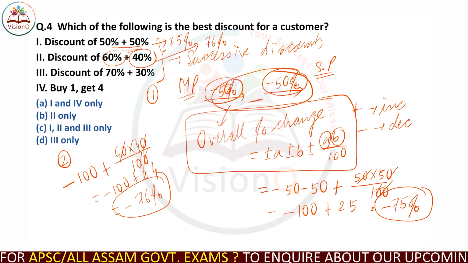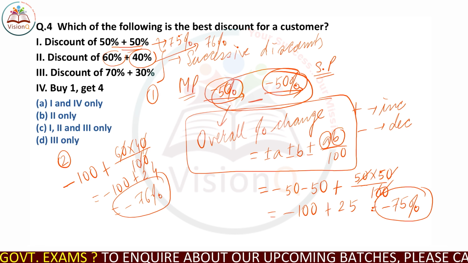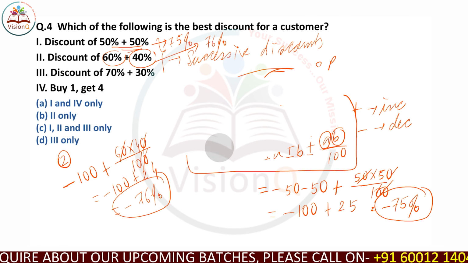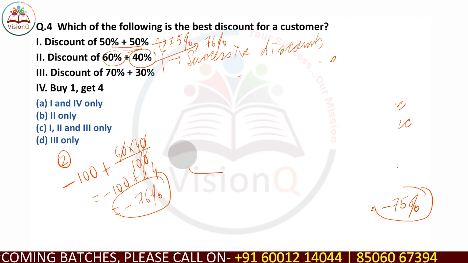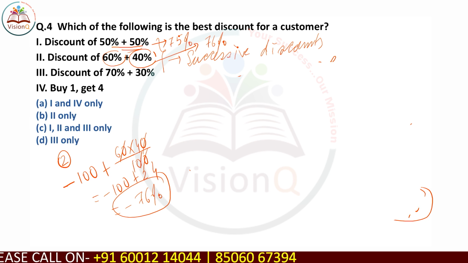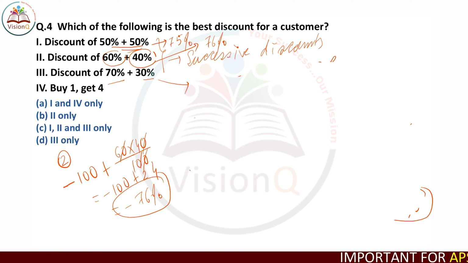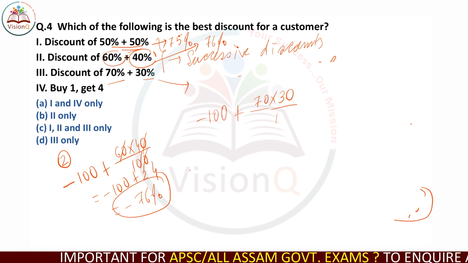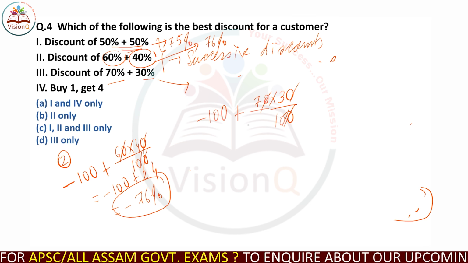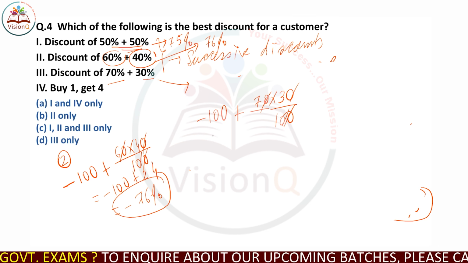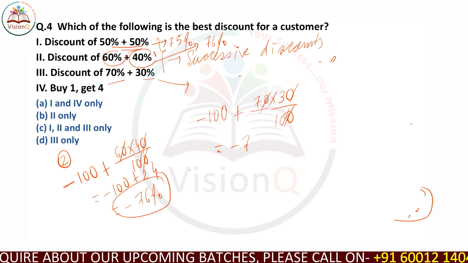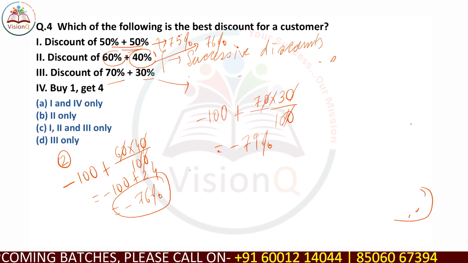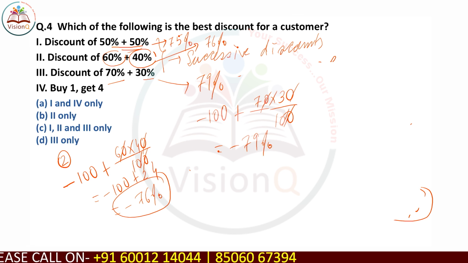Next comes the third condition, case number 3. Here the discount is 70% and then 30%. If you apply the same formula, minus A minus B is minus 100%, plus A into B by 100. Minus 100 plus 21 is minus 79%. So the overall discount in the third condition is 79%, offered by the shopkeeper.